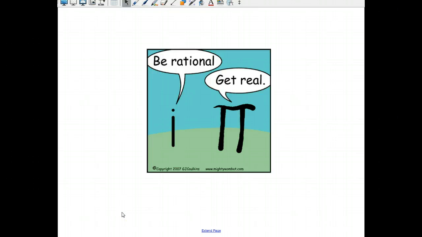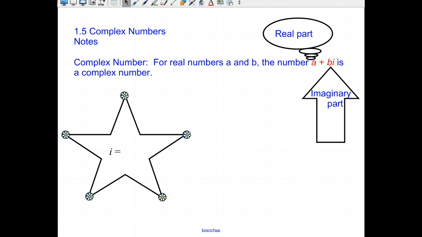Up until this point, I've always told you that we can't take the square root of -1. And today I'm going to tell you that that's not exactly true. We actually can take the square root of -1. And when we do that, we call the answer i, an imaginary number.